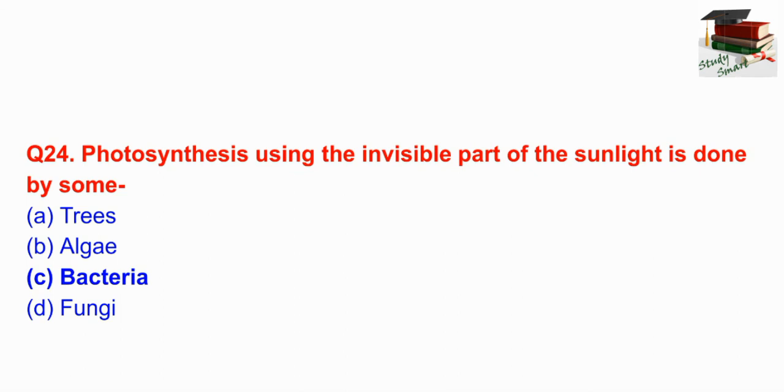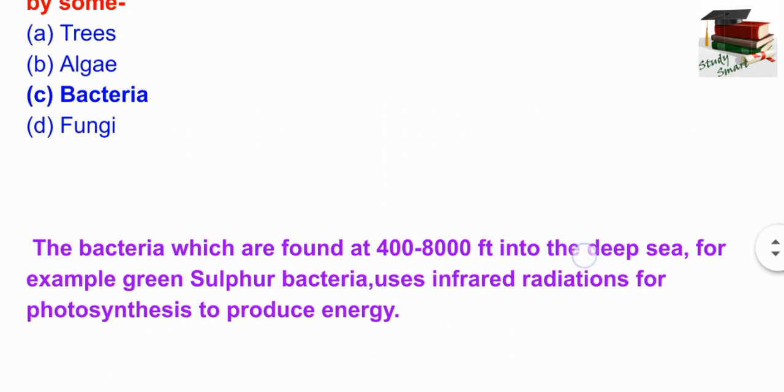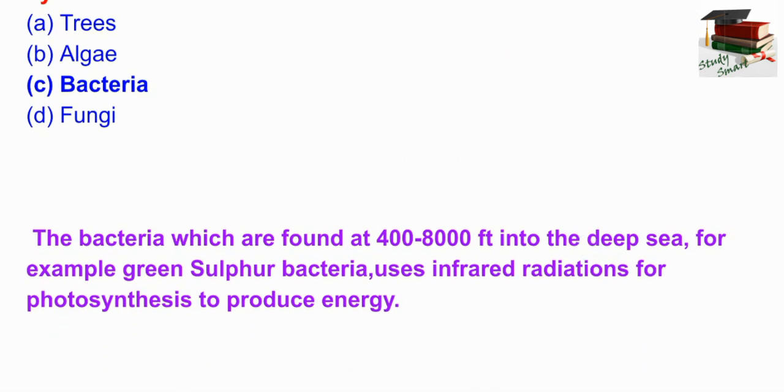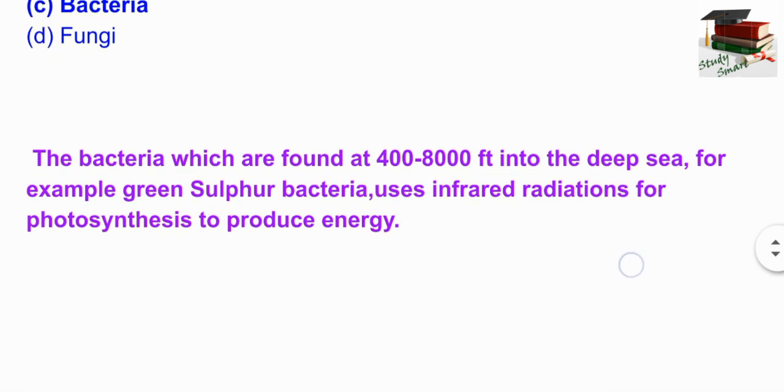Now see next question. Photosynthesis using the invisible part of the sunlight is done by which of these? Option A, trees. Option B, bacteria. Option C, algae. Option D, fungus. So right answer bacteria. Now see about bacteria. The bacteria which are found at 400 to 8000 feet in the deep sea, for example green sulfur bacteria, use infrared radiation for photosynthesis to produce energy.